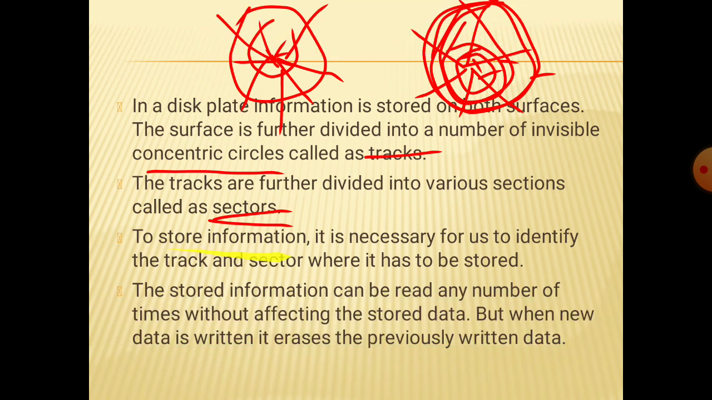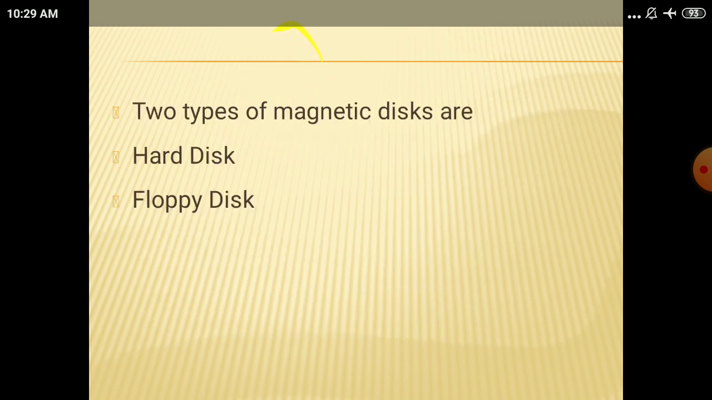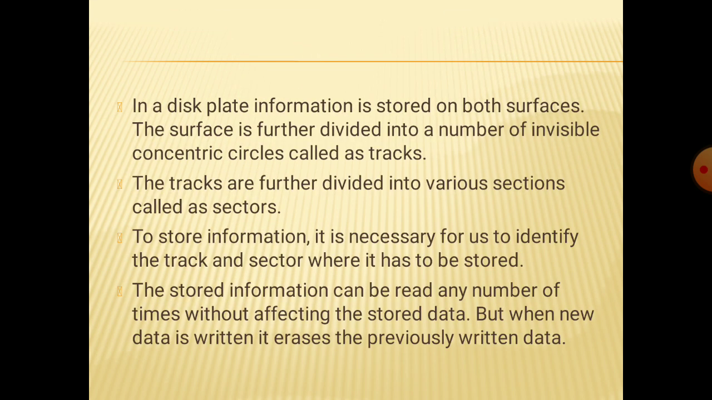to store the information, it is necessary for us to identify the track and the sector, the number of the track and the sector where the data is stored. So when you want to store data on this disk, it is very necessary to know in which track and in which sector the data is stored. Based on that, we can identify where the information is stored.